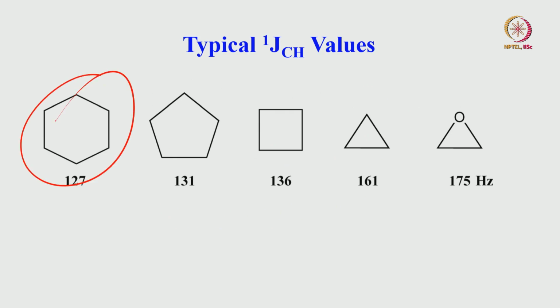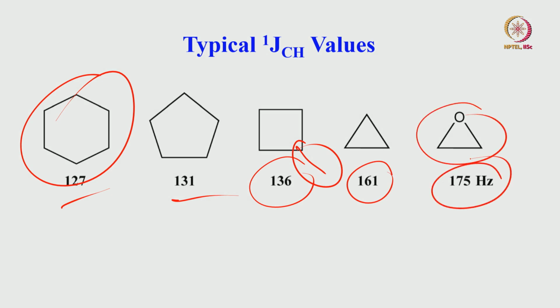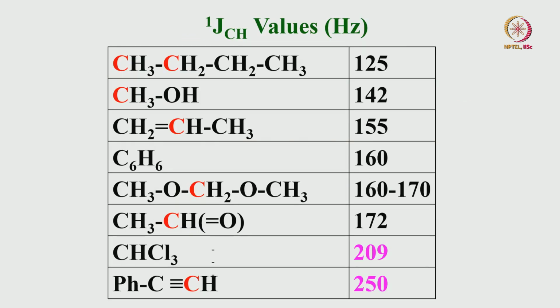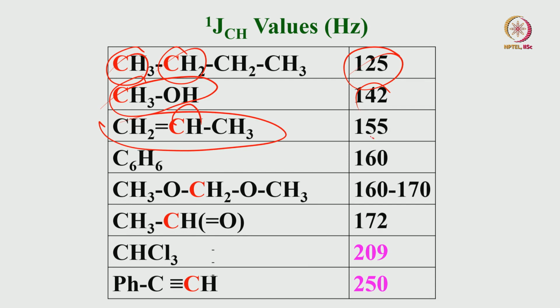If you take a benzene group, 1 bond CH coupling is 127 hertz. For a 5 member ring 131, for a 4 member ring CH coupling here is 136, 3 member 161. See this one with 3 member ring with O attached, 175. You see, as the size of the ring keeps coming down, the coupling strength keeps on increasing. These are typical 1 bond carbon-proton couplings in different molecules. And in a chain molecule like an aliphatic group, this 1 bond carbon-proton coupling for CH3 group, CH2 group is of the order of 125. For a molecule like CH3OH it is 142. If you have a group like this, 1 bond coupling between carbon and proton is 155.